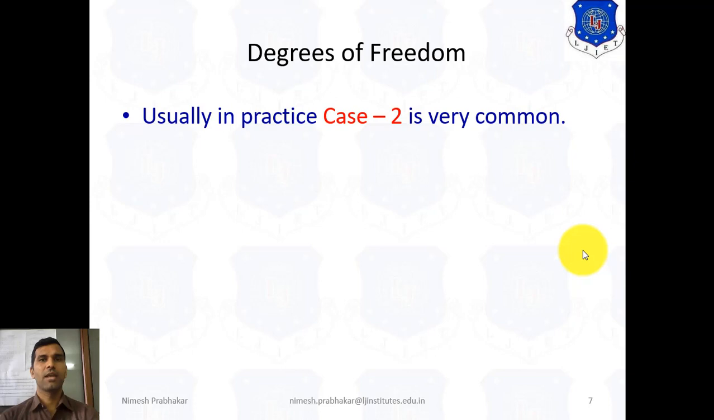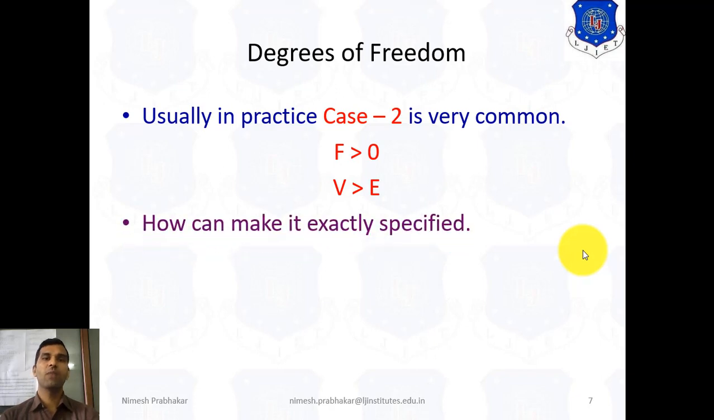Now usually in practice case 2 is very common. That means in case 2 we know f is greater than 0. That means the total number of variables is greater than the total number of equations. So in practice this usually happens. So how can we make this system exactly specified? In 2 ways we can make this system exactly specified.